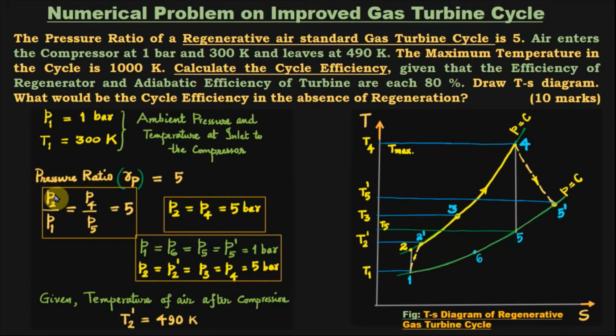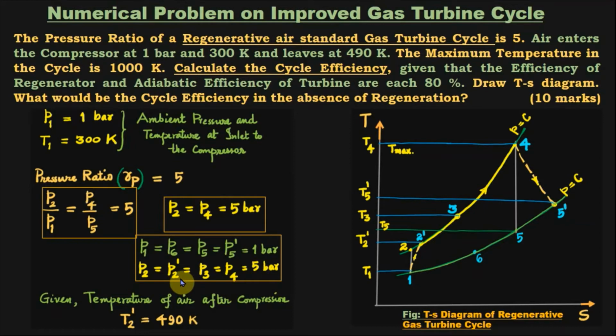The pressure ratio P2 by P1 when you talk about the compression side, and when you talk about the expansion 4 to 5 isentropic and 4 to 5 dash actual, we know that P5 is equal to P5 dash. So while stating the pressure ratio, you can use P2 by P1 on the compressor side and P4 by P5 on the expansion side, that is the turbine side. So that ratio is 5. Therefore, the higher pressure P2 is equal to P2 dash is equal to P3, which is equal to P4.